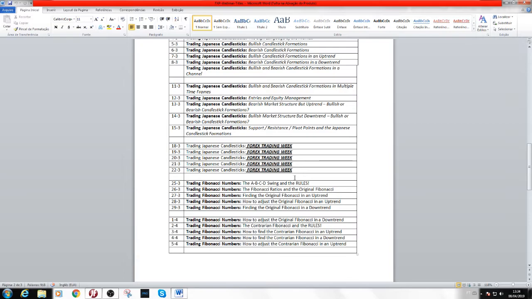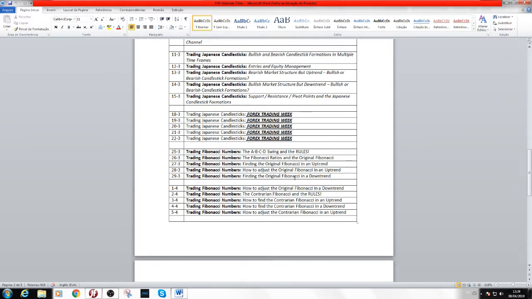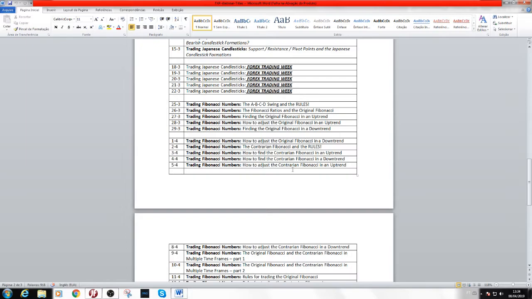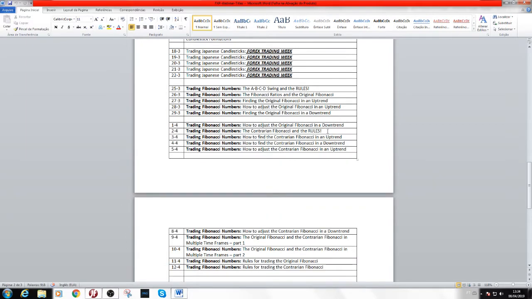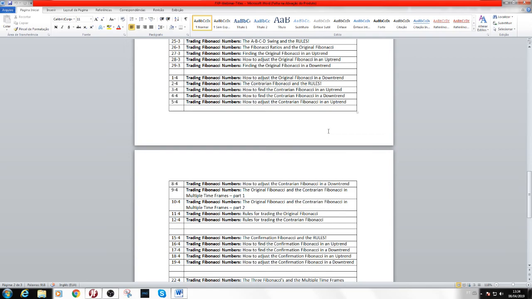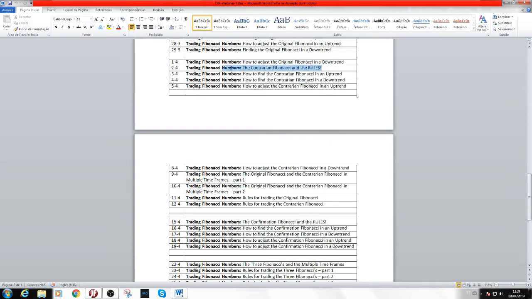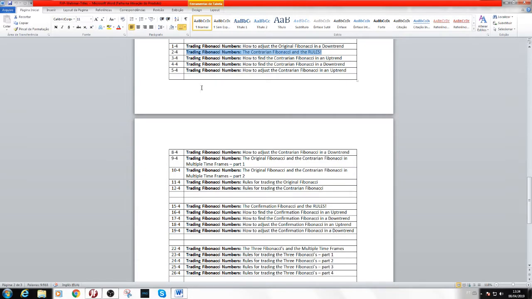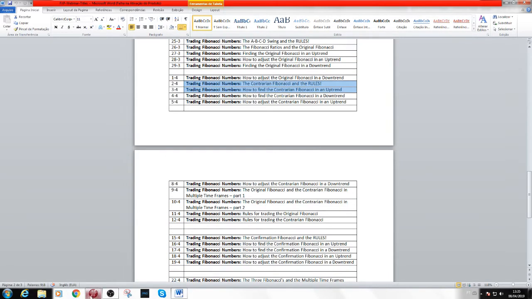Okay, so where were we? We were learning about the Fibonacci's. This is our schedule, everybody. We stopped here, I believe, trading the Fibonacci numbers, the Contrarian Fibonacci and the rules. So we are going to follow this schedule: how to find the Contrarian Fibonacci in an uptrend, how to find the Contrarian Fibonacci in the downtrend, how to adjust the Contrarian Fibonacci, and so on and so on.